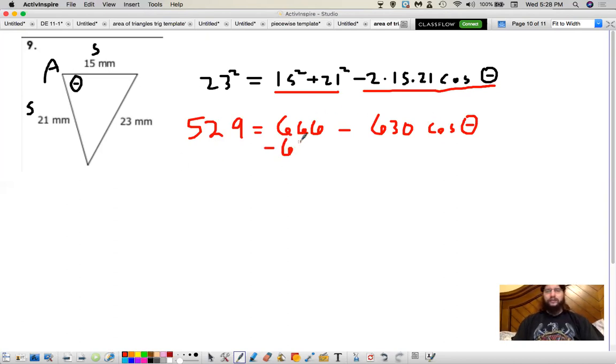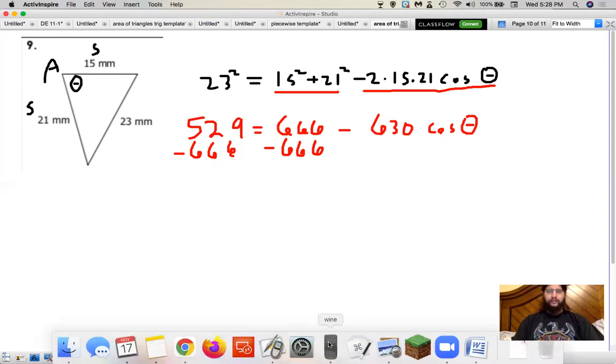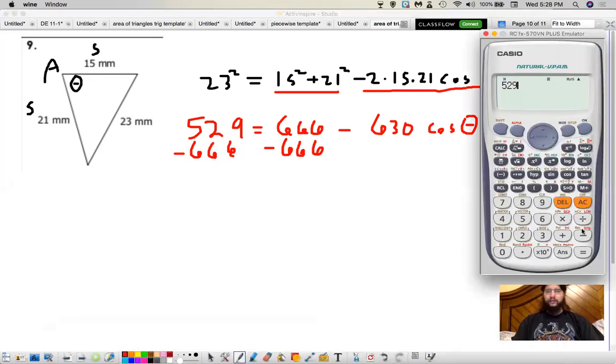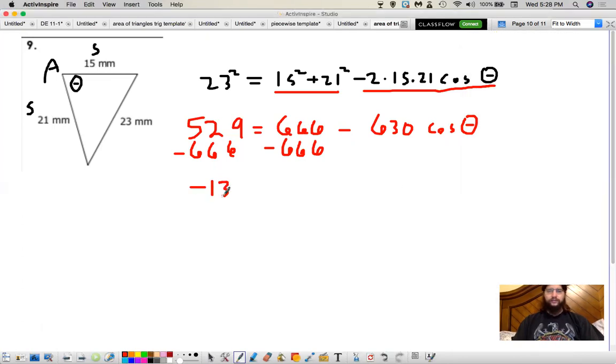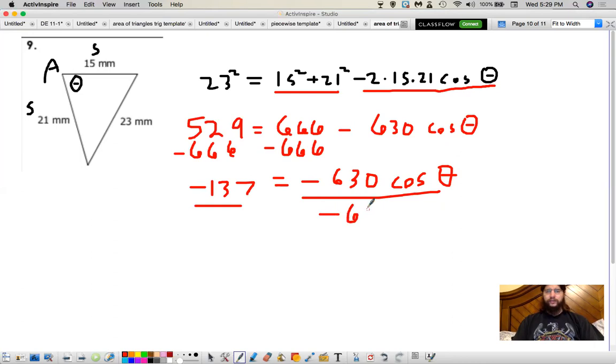Subtract 666 from both sides. Let's see what happens. 529 minus 666 is negative 137 equals negative, don't forget your sign, 630 cosine of theta. Okay, then to get cosine of theta by itself, we're going to divide both sides by the coefficient here, negative 630.